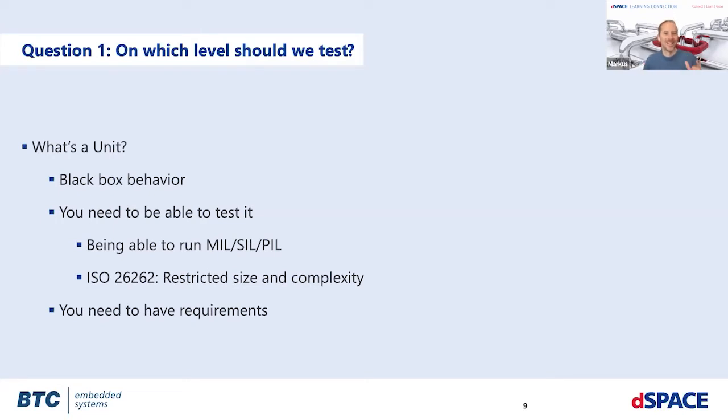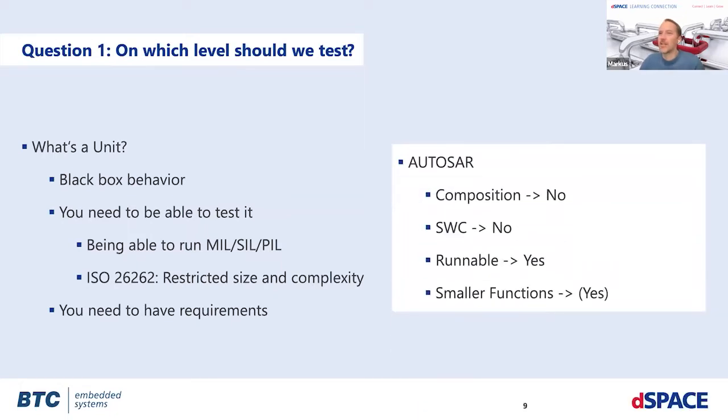So it's sort of a brain to model process, and so in the end, I think all these bullet points lead us to a conclusion to say the composition and also the software component, they cannot be units because they are not self-contained. They are not black box because they communicate via the RTE.